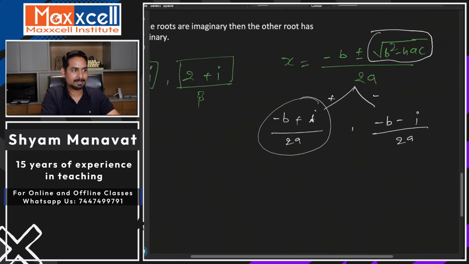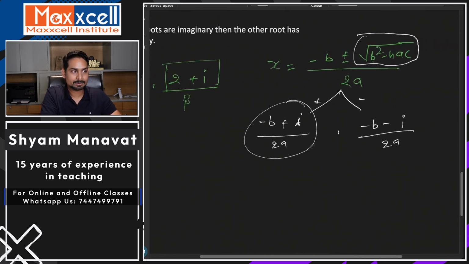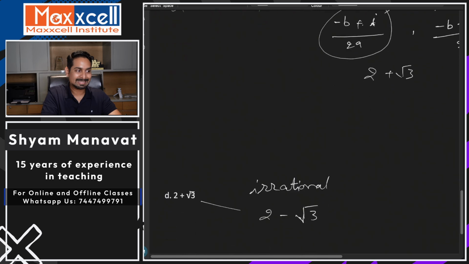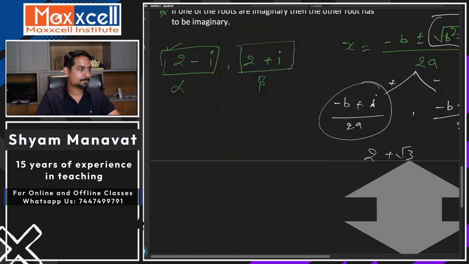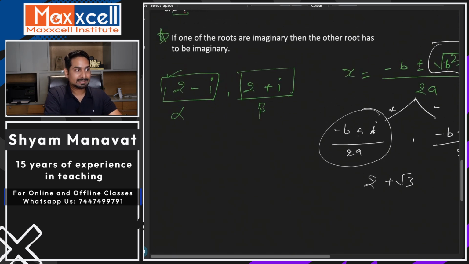Don't get confused. You need to understand why. The square root part will come only because of this, and before this you got plus and minus. So if one is plus, the second will be minus. If one is 2 plus root 3, the second will be 2 minus root 3. So be it imaginary roots or irrational roots, you just need one root, and you can say what the other root is. That's the surprise element. Now let's solve and find the quadratic equation having 2 minus i and 2 plus i as the roots. Let's do it.